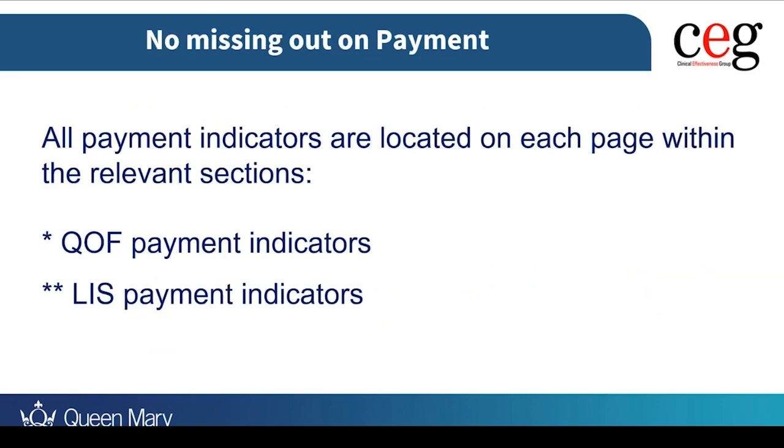And as I said, with our templates, as I mentioned with the stars, so stars mean prizes to us. So it just means that if there's a star next to it, that's attached to a payment. So all throughout the template, you will notice 1 and 2 stars. Your 1 star is for QOF and your 2 stars are for your LIS payments.